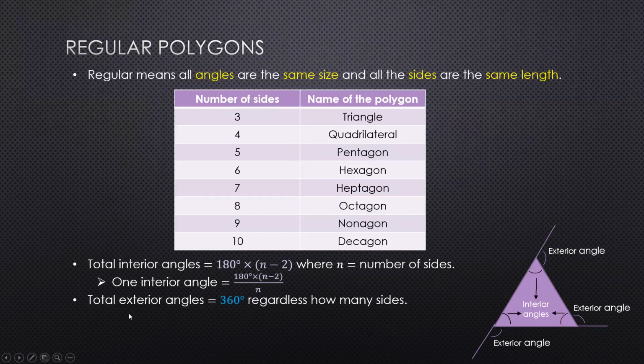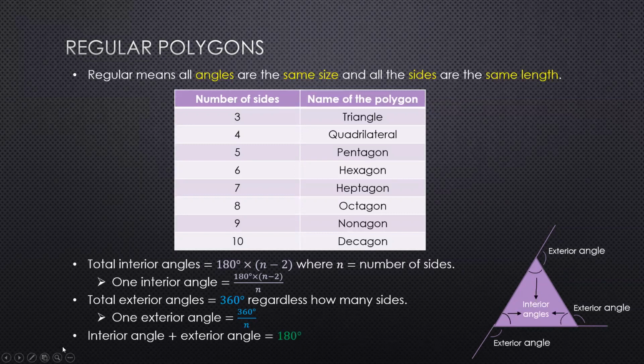And then for exterior angles, the total is always 360 regardless of how many sides. If you have 3 sides, the total of these 3 added together is 360. If you have a square or rectangle, all the exterior angles added together also give 360, regardless of how many sides we have, right? And if you want to find one of the exterior angles, when this is regular, you can divide by 3. That's why one of them will be 120.